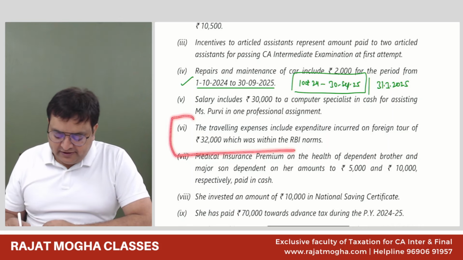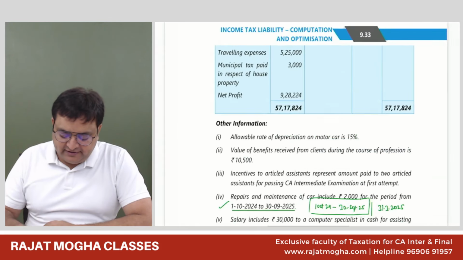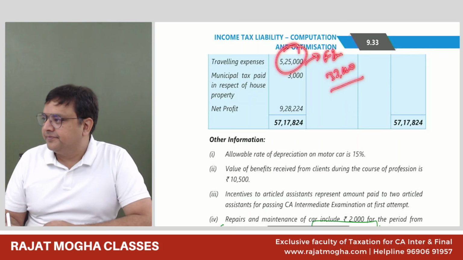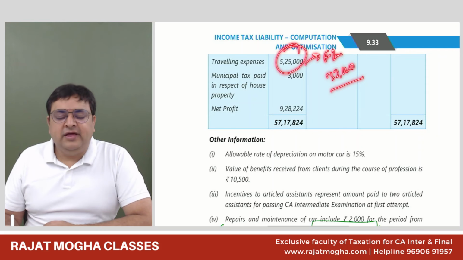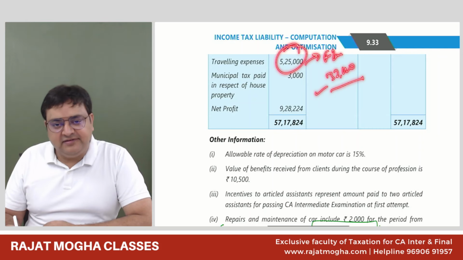Traveling expenses include expenditure incurred on foreign tour of 32,000, which was within the RBI norms. So there was traveling expenses and she went on a foreign tour. Please tell me 32,000, whether it will be allowed or not allowed. So she went outside. They have not mentioned it is personal. If it is for business purpose, Vignesh, it is allowed.